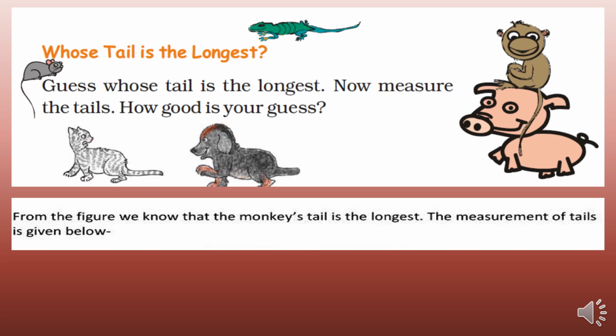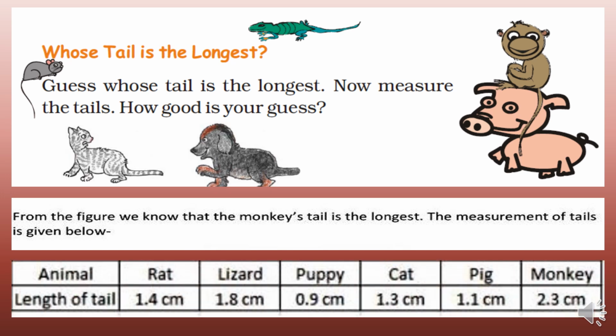The measurement of the tail is given below. If you measure it with thread, because with the scale it is not possible to measure their tail, so you can use thread. If you use thread, you will find that rat's tail is 1.4 centimeter, lizard's tail is 1.8 centimeter, puppy's tail is 0.9 centimeter, cat's tail is 1.3 centimeter, pig's tail is 1.1 centimeter, and monkey's tail is 2.3 centimeter.